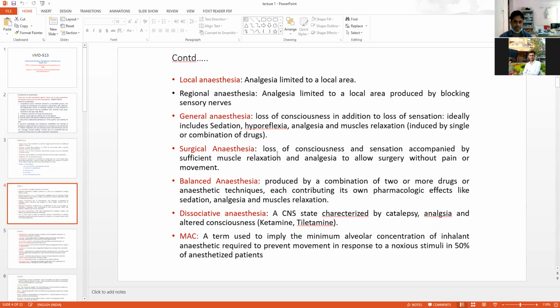Without muscle relaxation and analgesia, it is impossible to perform that type of surgery. Now the next one is balanced anesthesia. As the name indicates, balanced anesthesia means what? Balanced anesthesia has three components: sedation, analgesia, and muscle relaxation. These are the three components.